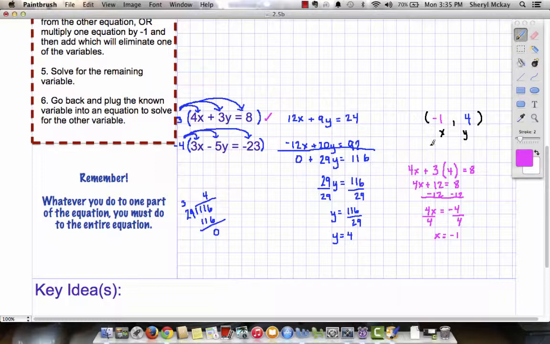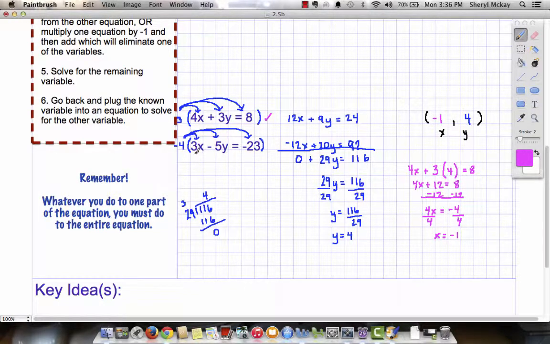I'm going to double check myself by putting negative 1 in for x and 4 in for y on both of these to just make sure that it works in both of them, because that's the only way I know for sure that it is a common point, is if it is a true statement in both of them. 4 times negative 1 is negative 4. Negative 4 plus 3 times 4 is 12, so negative 4 plus 12 is a positive 8. Works on that one. 3 times negative 1 is negative 3 minus 5 times 4 is 20.